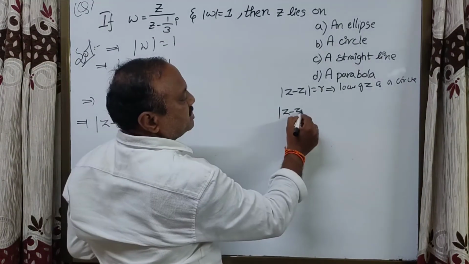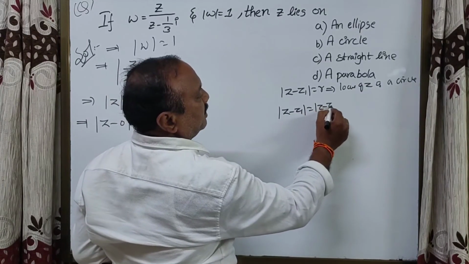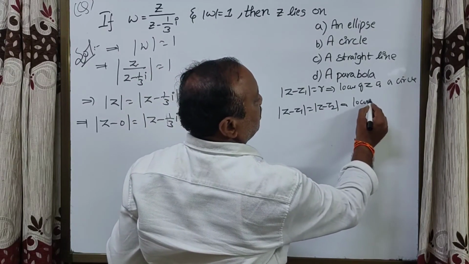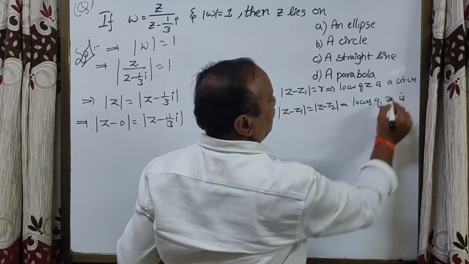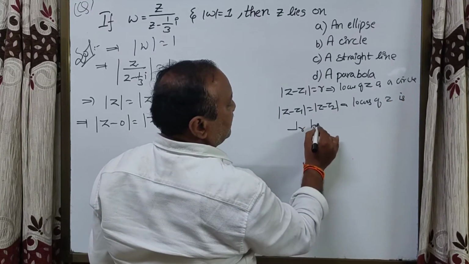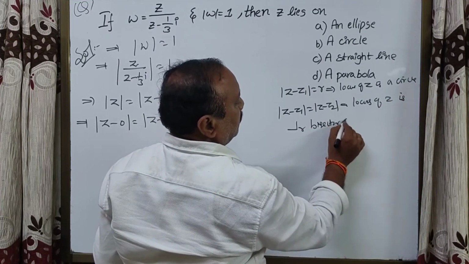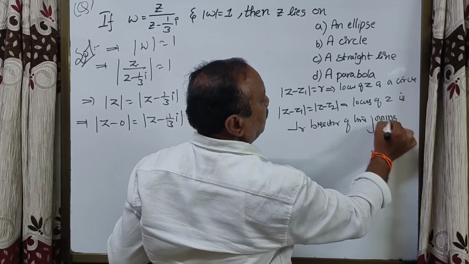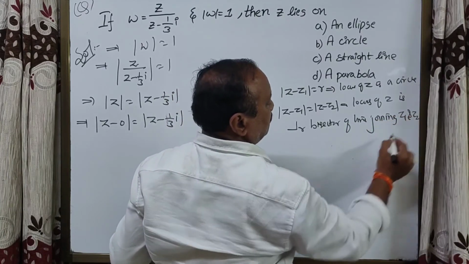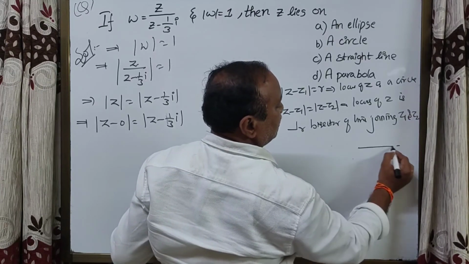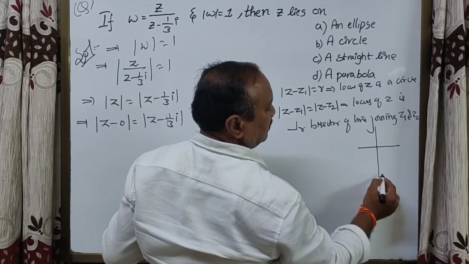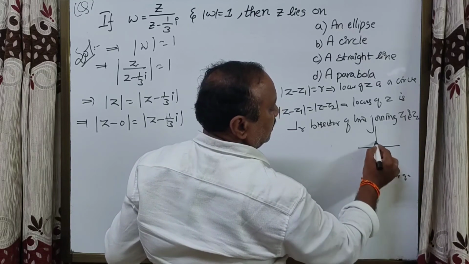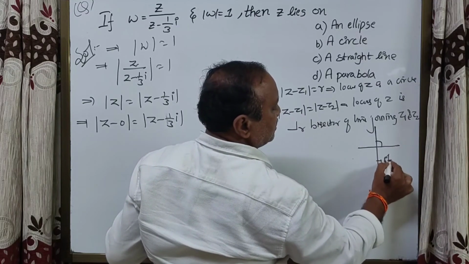|z - z₁| = |z - z₂| implies locus of z is the perpendicular bisector of the line joining z₁ and z₂. So z₁ and z₂ are points, and the perpendicular line is the locus of z. It is nothing but a straight line, students. Straight line.